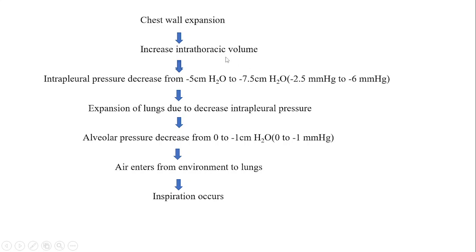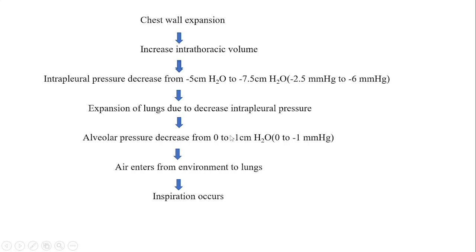Whenever the intrathoracic space is increased, the pressure will automatically decrease from minus 5 centimeter of water to minus 7 centimeter of water, or from minus 2.5 millimeter of mercury to minus 6 millimeter of mercury. And as the pressure is decreased, the lung has the chance to expand, so expansion of lungs or alveoli will occur. As there is expansion of alveoli, there is also an increase in the alveolar space, which will decrease the intra-alveolar pressure from 0 to minus 1 centimeter of water, or from 0 to minus 1 millimeter of mercury.